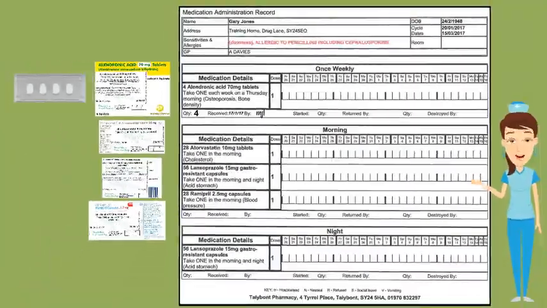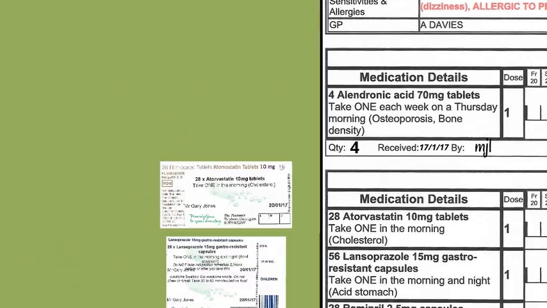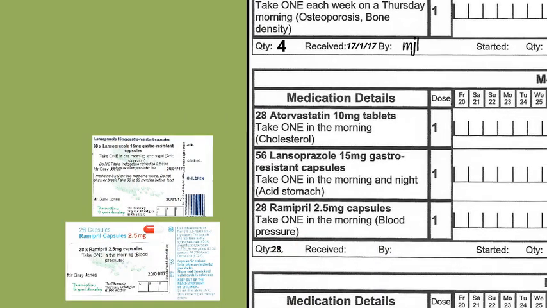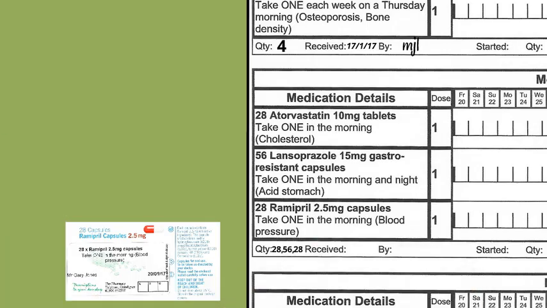After checking the first medication on the list, place in the storage box and move on to the second medication and continue until all the medication has been checked for the next cycle.